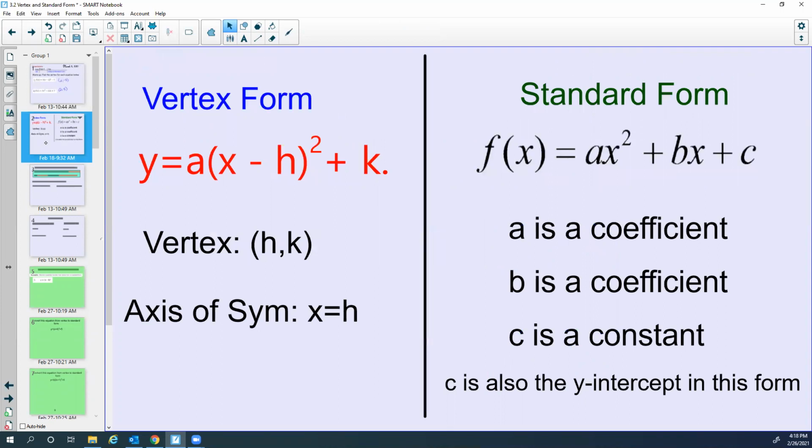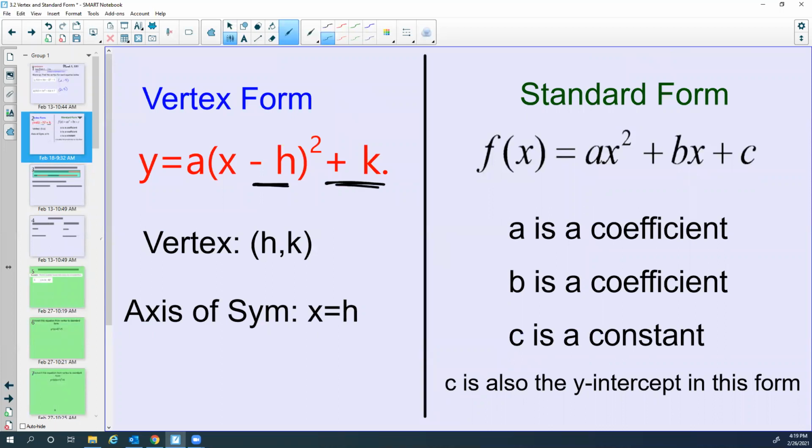So first off, there are two forms of a quadratic. You want to write all of this down. Vertex form is y equals a x minus h squared plus k. Whenever a quadratic is in this form, the vertex can be identified by just looking at the equation, where h and k is your vertex.